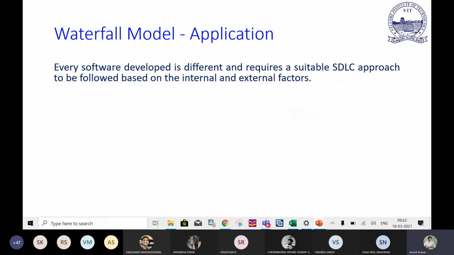Waterfall model application, where it's suitable, because everything is not suitable everywhere, but everything is not useless also. So in the same way, it may find a good application, because if you are thinking from a security point of view, once it's done, no modification can be done, so no intruder can introduce his things. So hacking may not be possible.